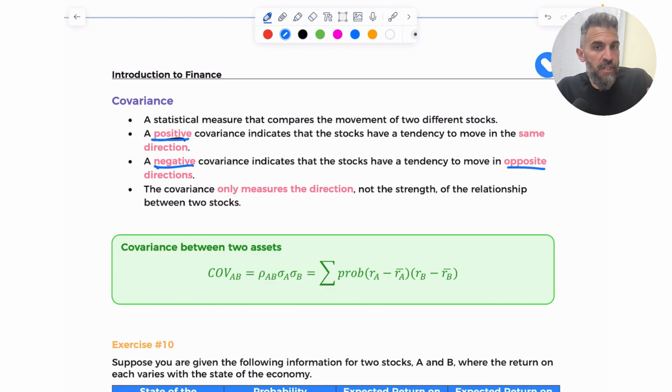Now you want to be careful because you don't want to read any more into the covariance. The number of the covariance is not meaningful. It can't tell you whether the relationship is strong or not. You shouldn't interpret the number itself. Just look at the sign. We use the correlation for other things, when you want to actually know the strength of the relationship, but not the covariance. And the formula is here.